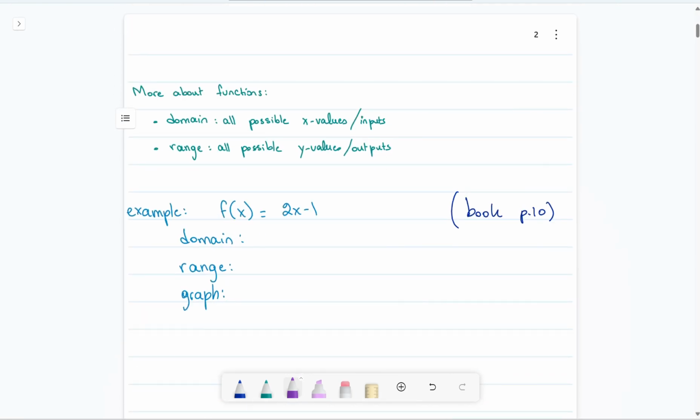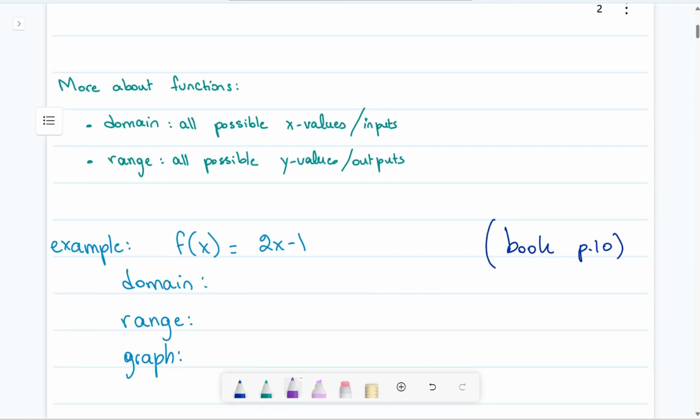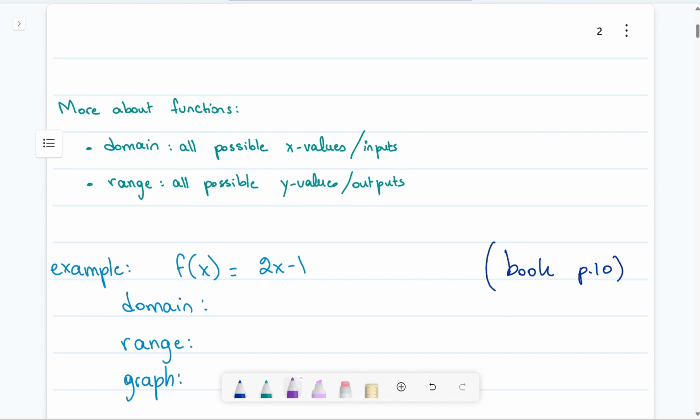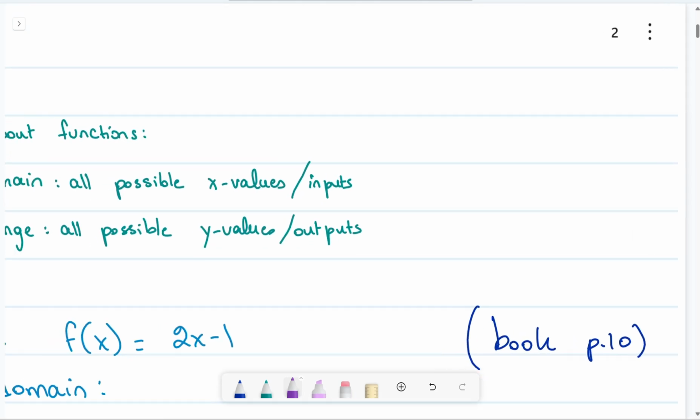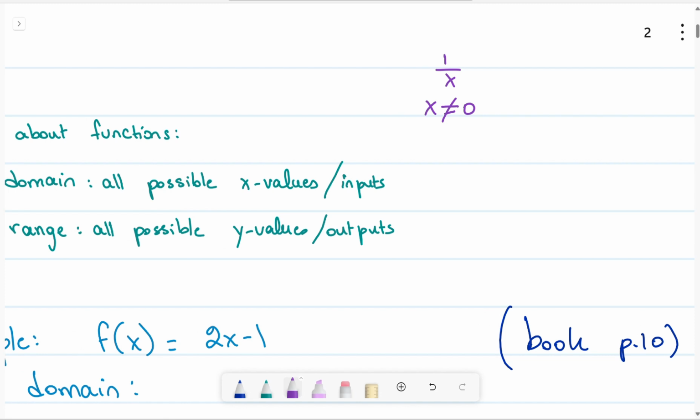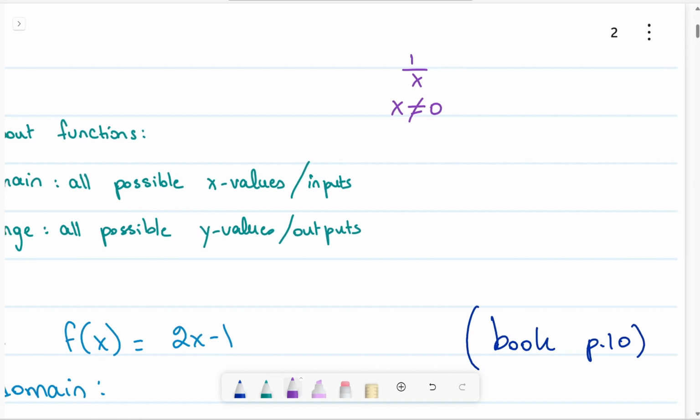Now, let's learn a bit more about functions. The domain of a function is all the possible x values or all the possible inputs. And the range is all the possible y values or all the possible outputs. So maybe some examples that you might know or that we talked about earlier. For 1 over x, x cannot be 0. So x equals 0 is not in the domain.